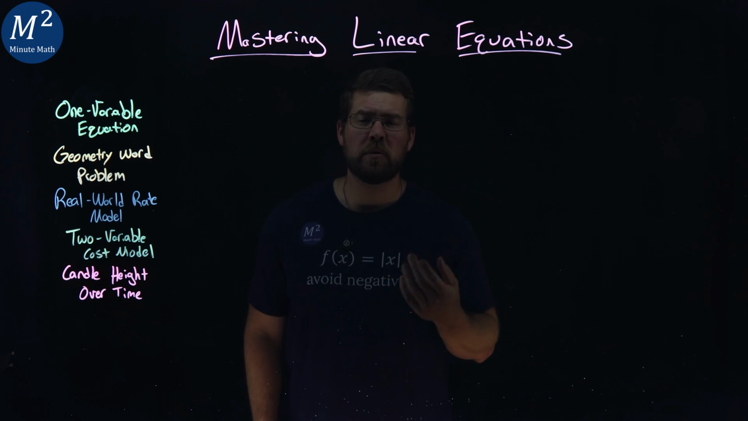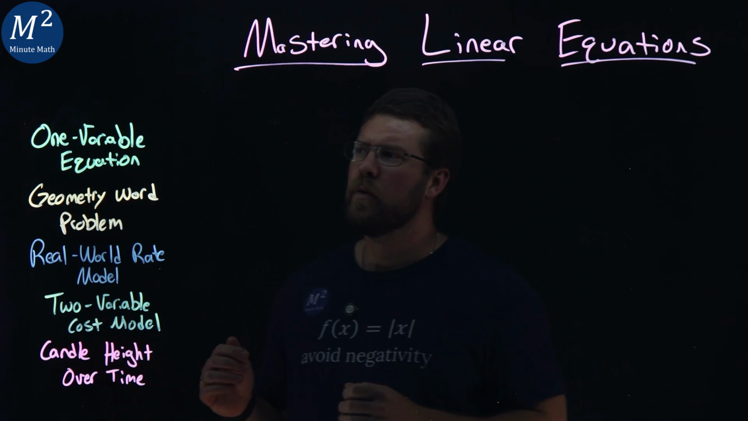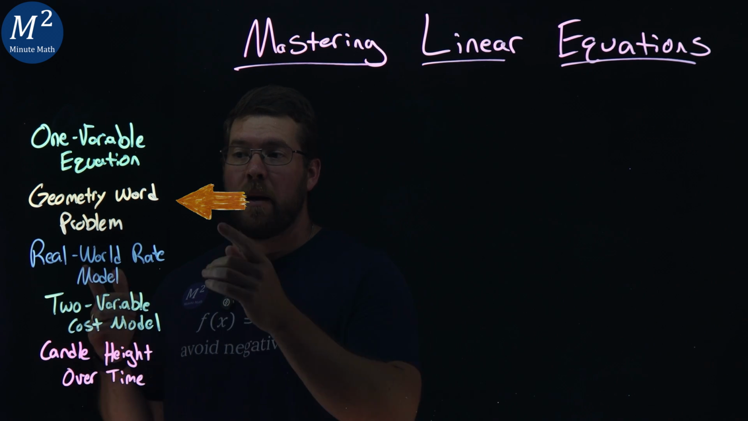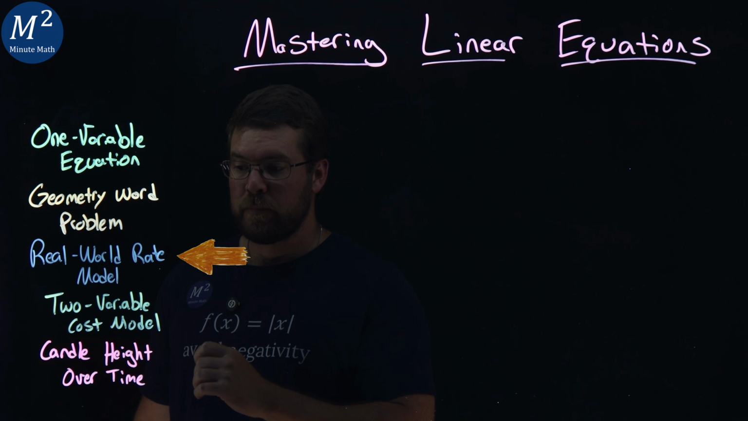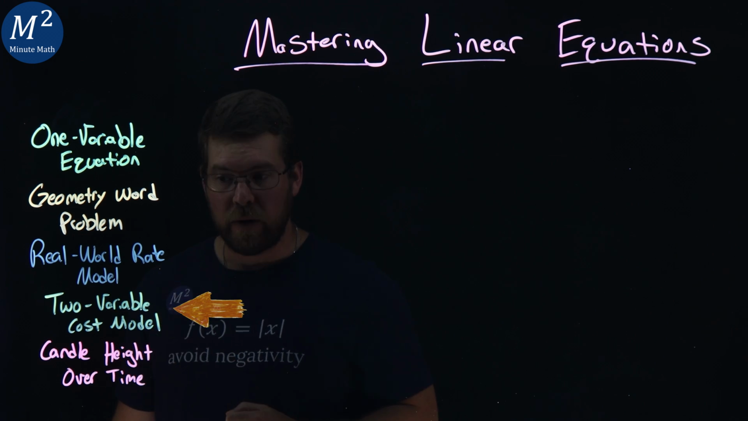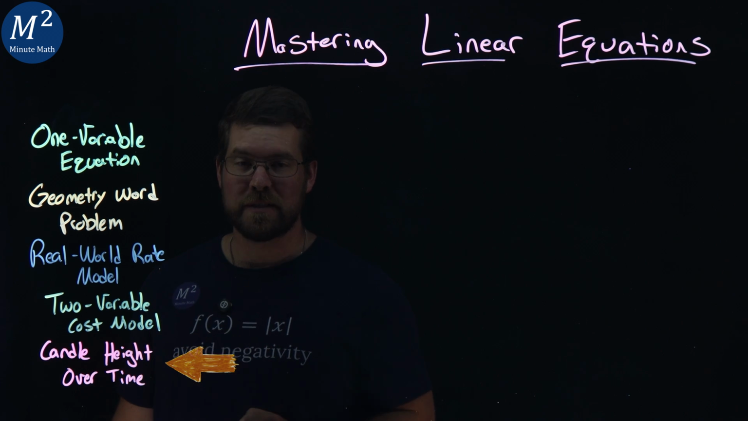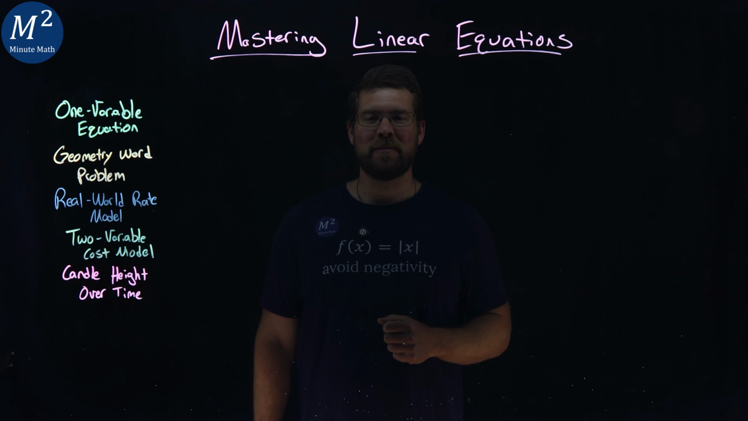And today we're learning about mastering linear equations. In this video, we're first going to talk about one variable equations. Then we have a geometry word problem. Then we have a real-world rate model. Then we have a two-variable cost model. And lastly, we have a problem involving a candle height over time. And so, when you're ready, let's get started.